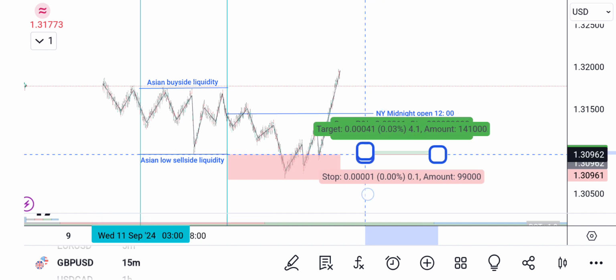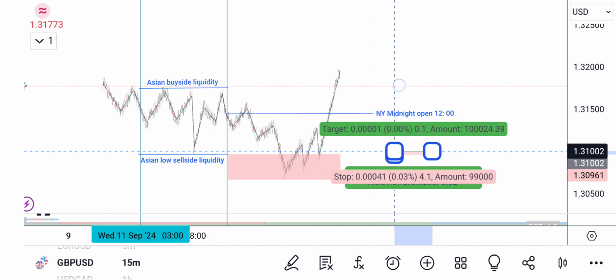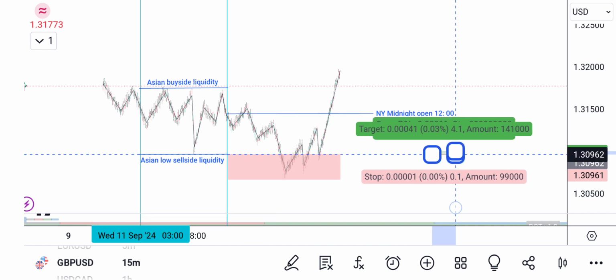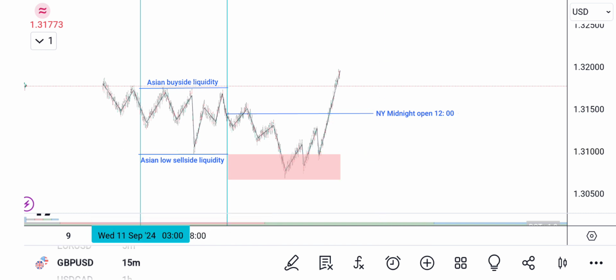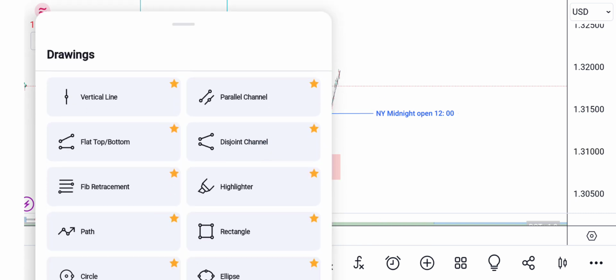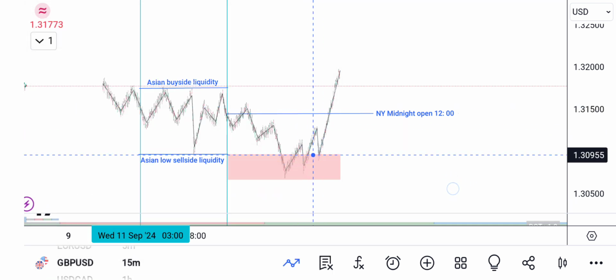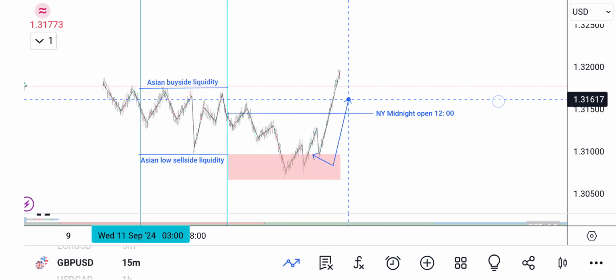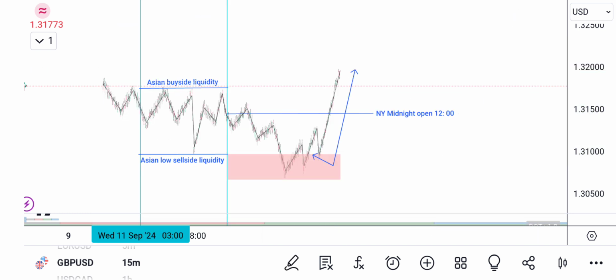I hope this works. Just give me time, sometimes it misbehaves. Unfortunately, it has refused to work. That's quite unfortunate. So in a nutshell, you are going to buy when you see a shift in market structure here on a smaller time frame, and you will target the opposing liquidity. That's all. That's the ICT power of 3. I hope it is clear.